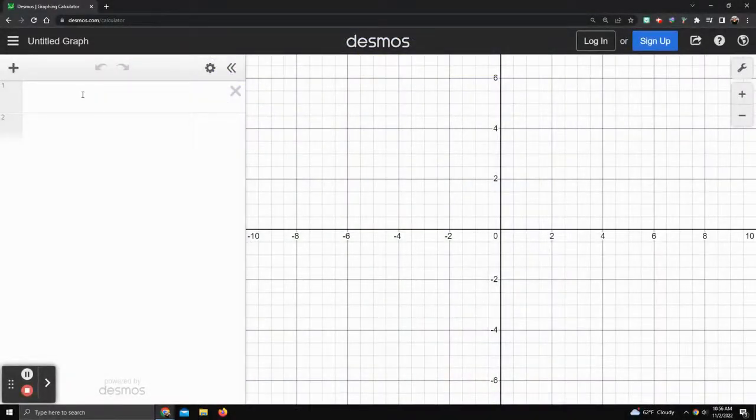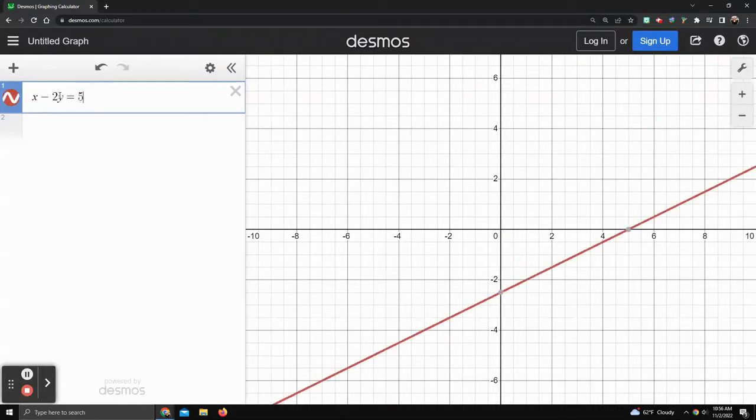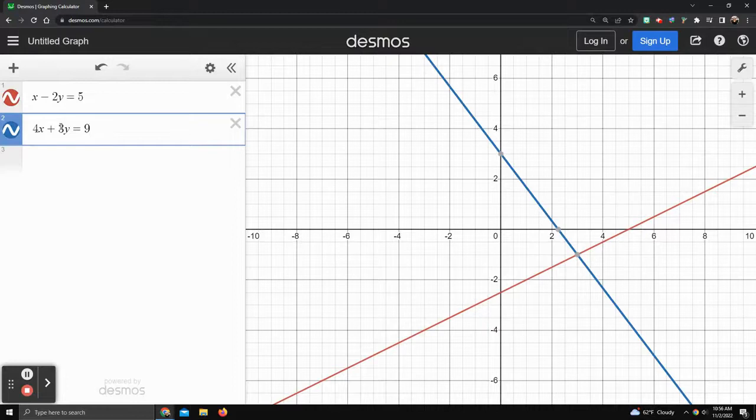As you can see on the Desmos graphing calculator, we're going to click over here on the left and type in that first equation: x minus 2y equals 5. You'll notice that it graphed it with a red line. Then we're going to put the second equation in the second line here: 4x plus 3y equals 9. You can see that it graphed it in blue.